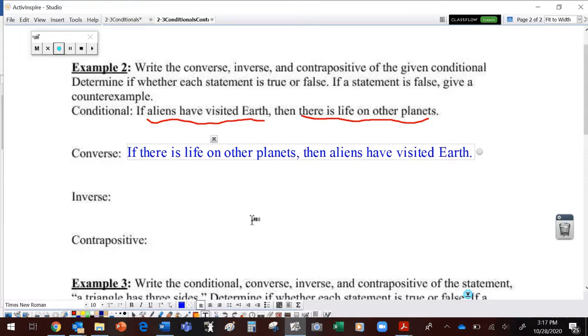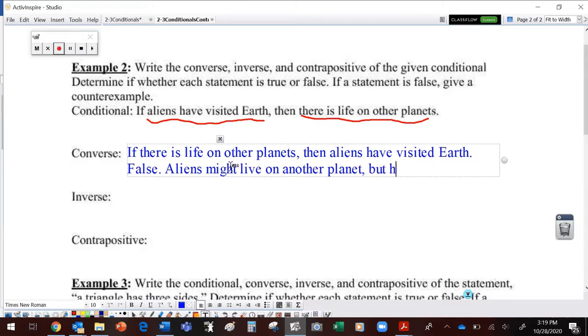And we want to determine the truth value of this statement. Well, does this have to be true? If there's life on other planets, do the aliens have to have visited Earth? Well, no, that doesn't necessarily have to be true. That could be false. Aliens might live on another planet but have not visited Earth.